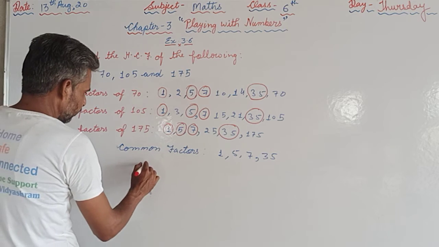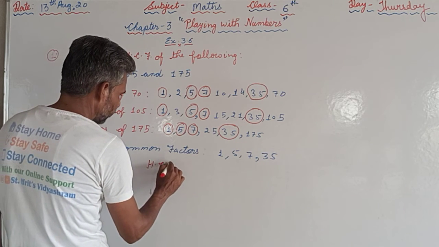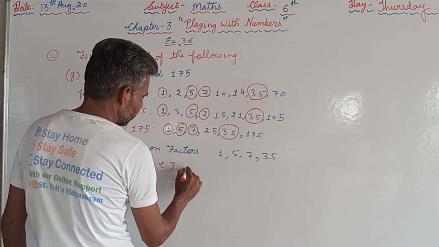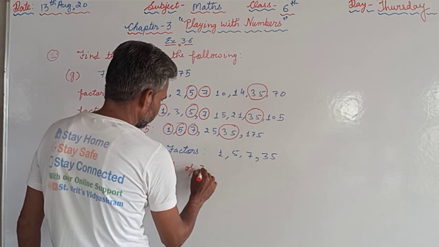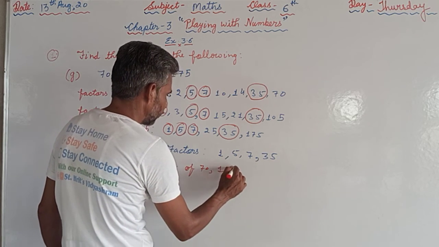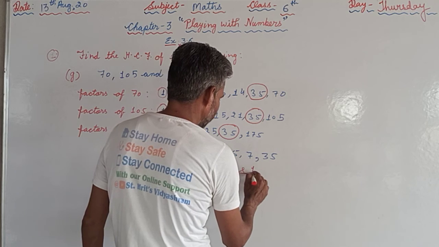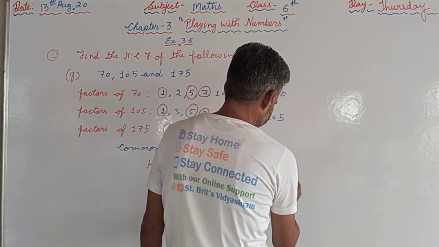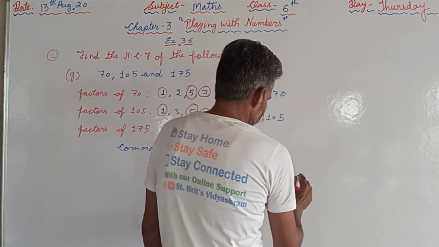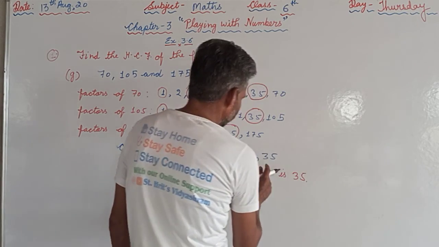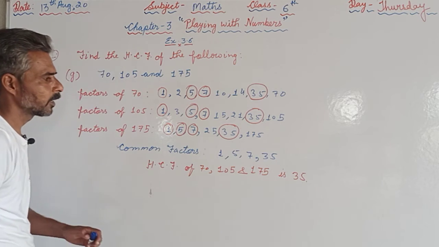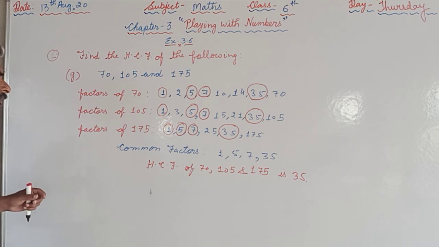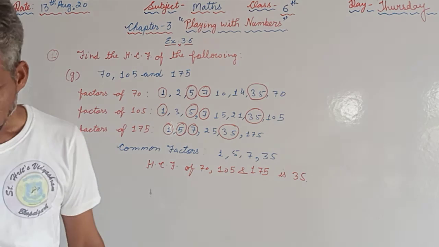The HCF means the highest among these common factors, that is HCF of 70, 105 and 175 is 35, because 35 is the largest one out of these 4. So, 35 is the answer.